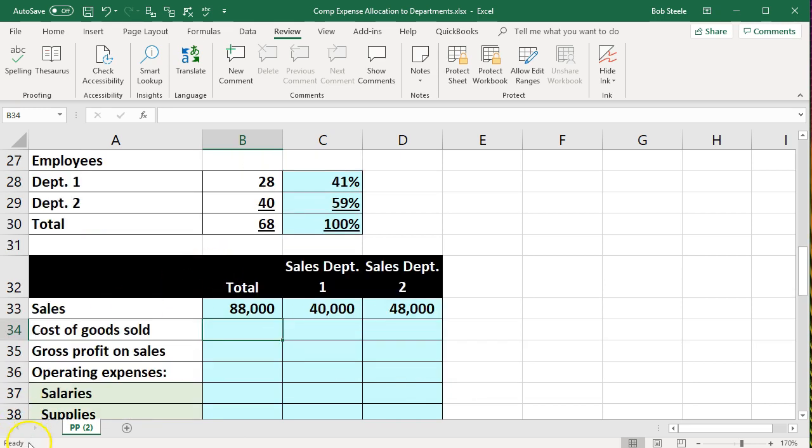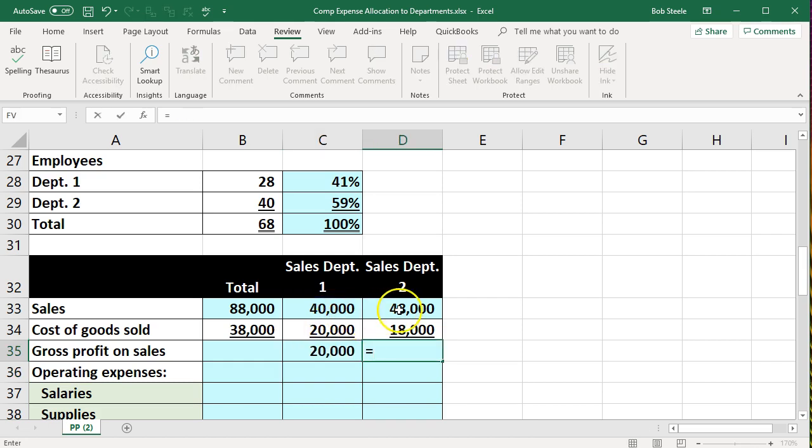And then the cost of goods sold, this will actually be a hard-coded number for us. It's not in our data set up top, so it's going to be the 20,000, the 18, and the 38,000. And then the gross profit, we'll subtract those two out. This equals the 40,000 minus the 20,000. This equals the 48,000 minus the 18,000. We could sum them across here for the 50 or subtract out the 88 minus the 38 for the 50.